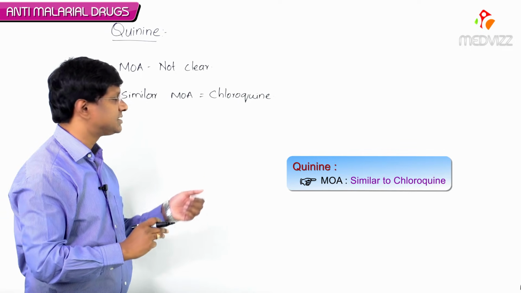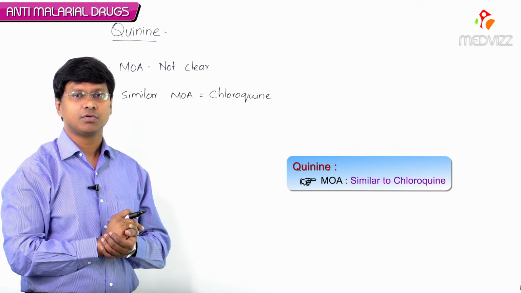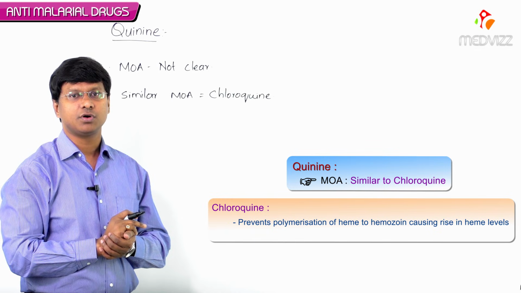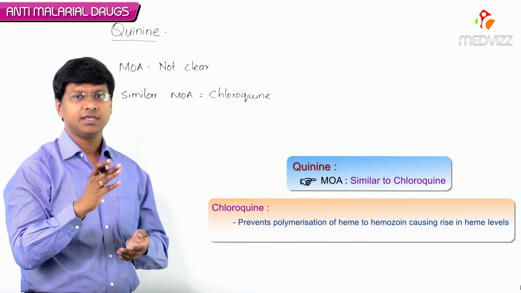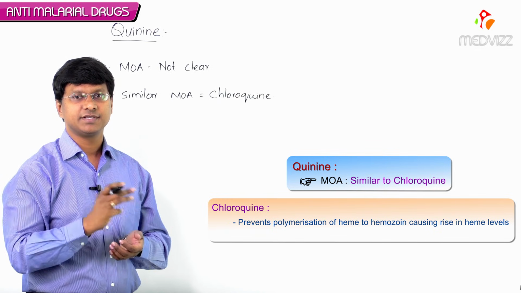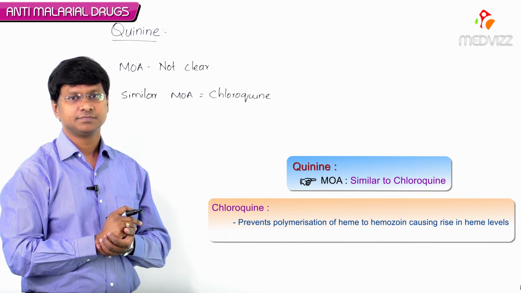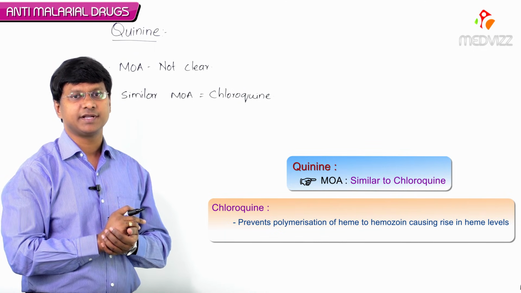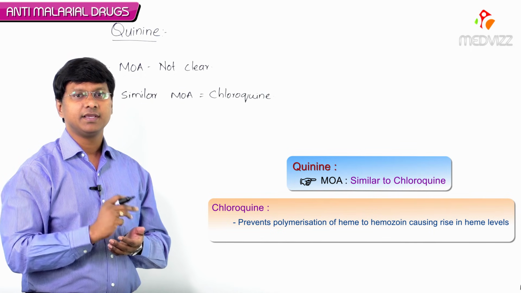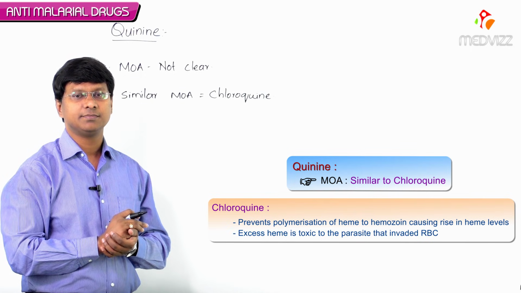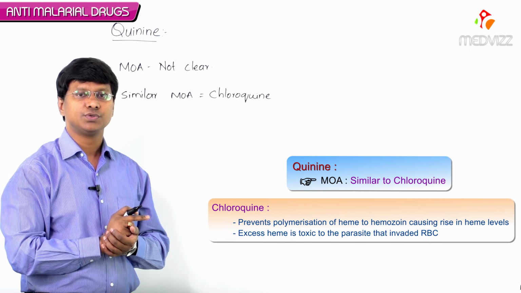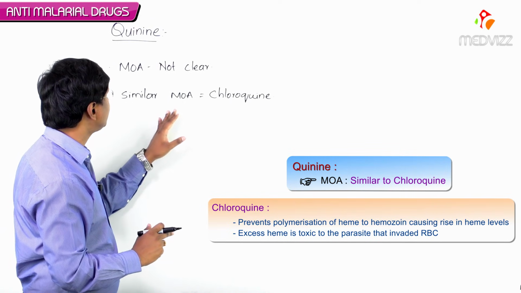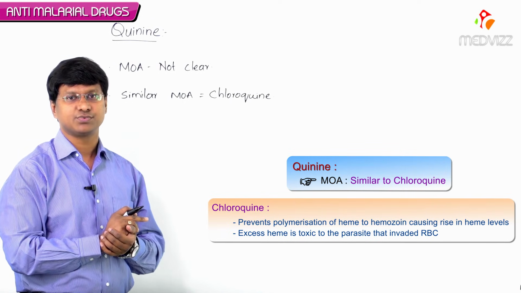Now what did we discuss about chloroquine? We discussed that the mechanism of chloroquine is that it prevents the polymerization of heme. Heme, by undergoing polymerization, is converted into hemozoin. But chloroquine prevents the polymerization of heme, thereby increasing the levels of heme, which is toxic to the Plasmodium parasite. So the mechanism of action is almost similar even for quinine.